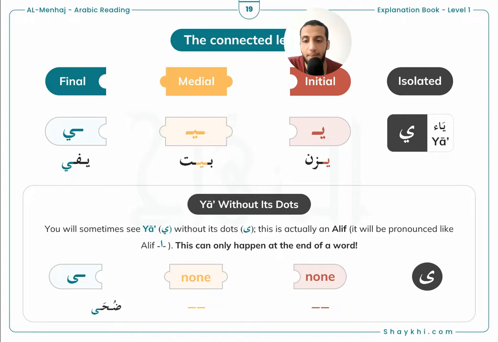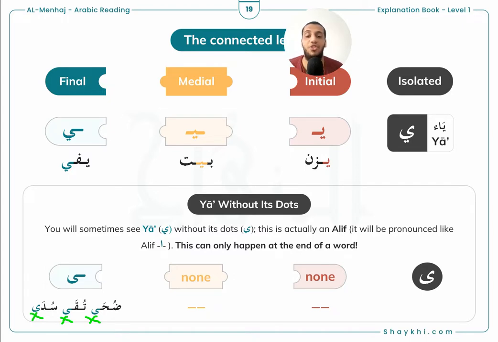Okay, let's take the second example, which is tuqa. The same goes. It will be pronounced like alif. Tuqa, not tuqi. Okay, the last one, suda, not sudi. No, suda. Why will it be pronounced like alif? Because it doesn't have its dots. There are no dots here, no dots here, and no dots here. That will make them be pronounced like alif.